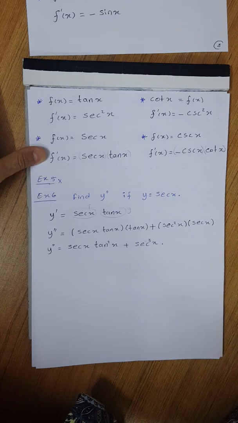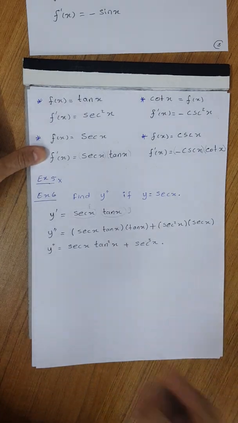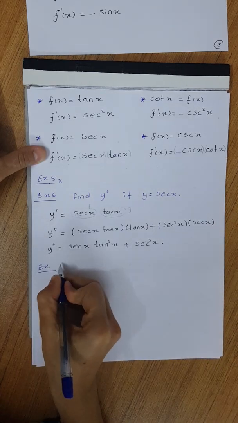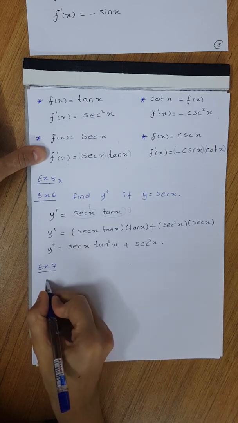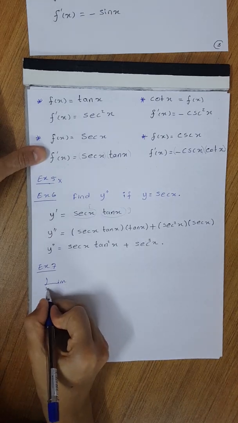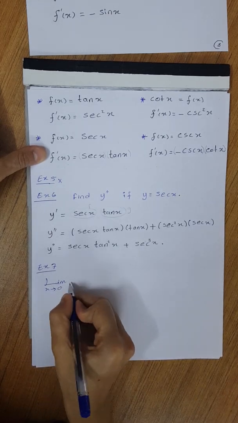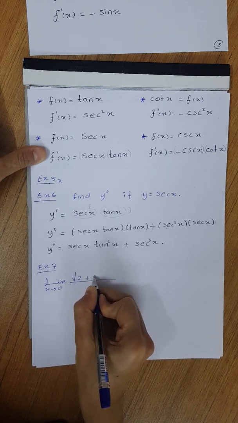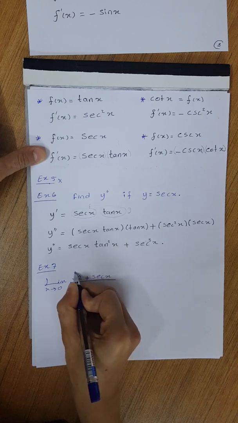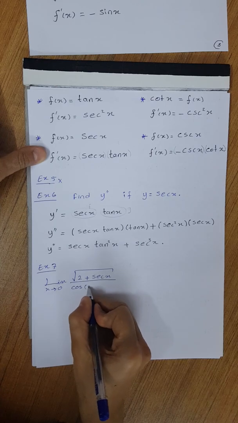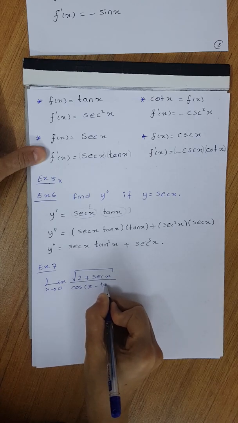In example 6, a limit is given to us. To be honest, it's not related with the differentiation that we are studying right now, okay? It is required from you to find the limit as x approaches 0 of the function 2 plus secant of x over cosine of pi minus tan of x.